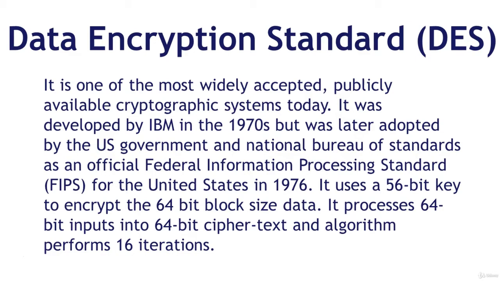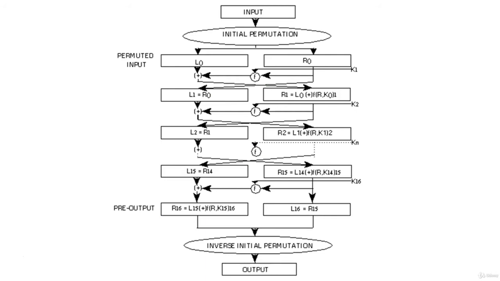It uses a 56-bit key to encrypt the 64-bit block size data. It processes 64-bit inputs into 64-bit ciphertext, and the algorithm performs 16 iterations. So how does DES work exactly? Encryption of a block of the message takes place in 16 stages or rounds.